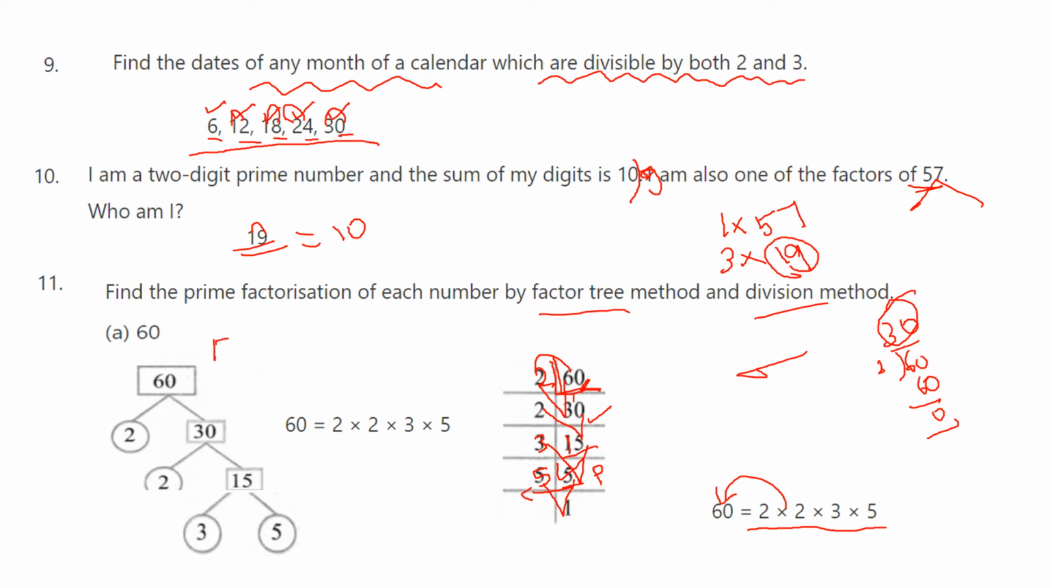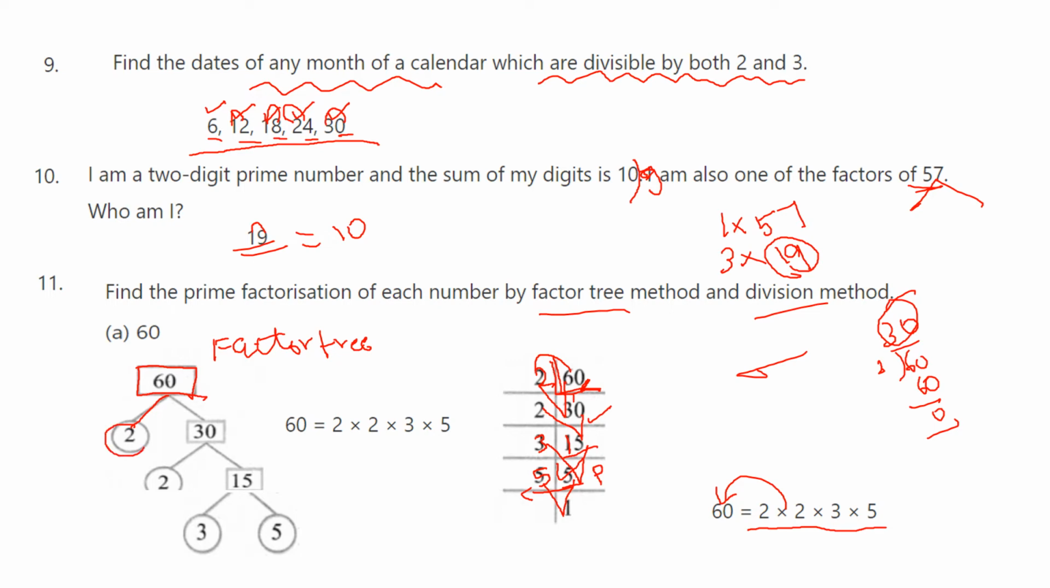First you write the 60. So for the factor tree, 60 you write in a rectangle, because we have to divide further. Further means we put it in a rectangle. If it is not further divisible, we put it in a circle.